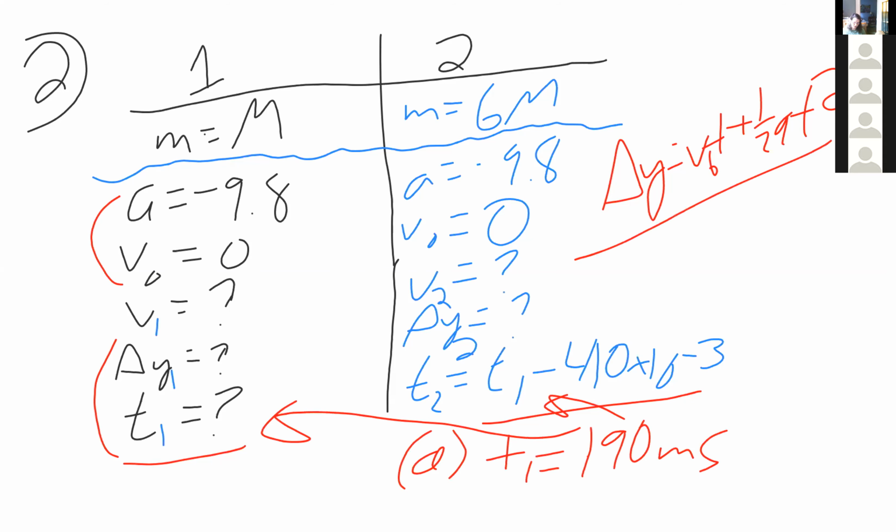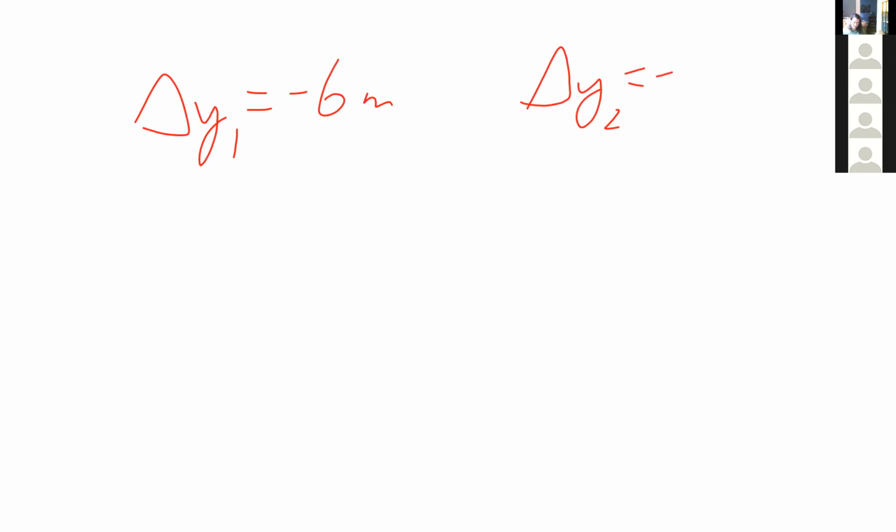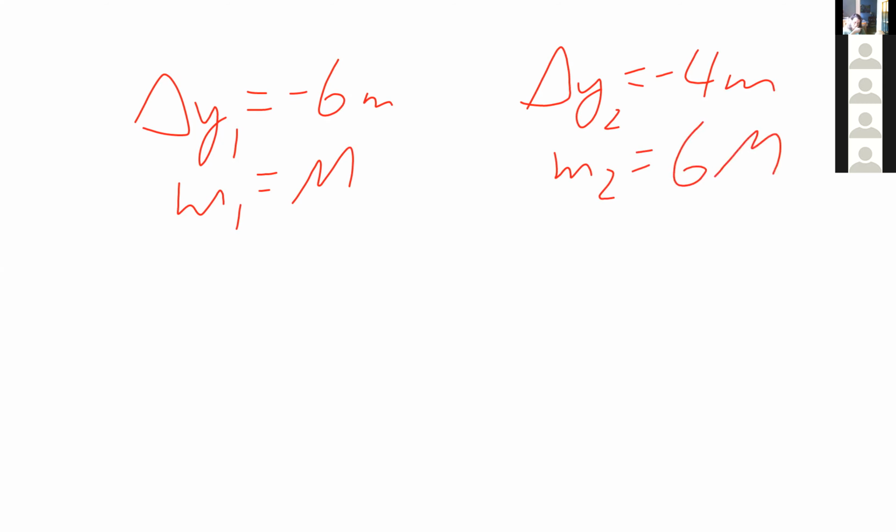Now let's say that you have your delta y's. So you'll know that delta y1 is something like -6 meters. And you'll know that delta y2 is something like -4 meters. And we know from the last page that mass 1 was just that big M. And we know that mass 2 is 6 times big M, because I said it's 6 times as big.